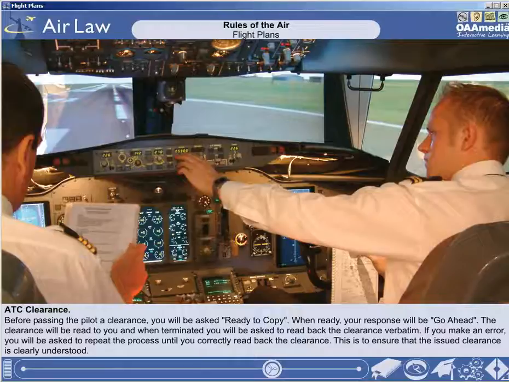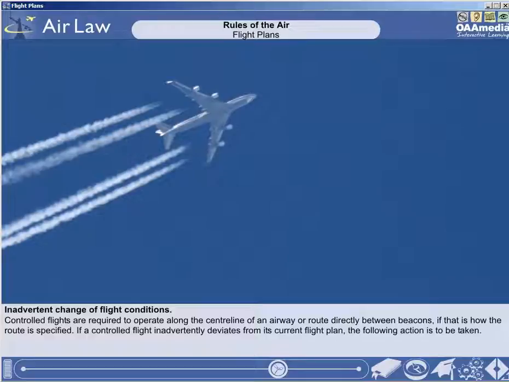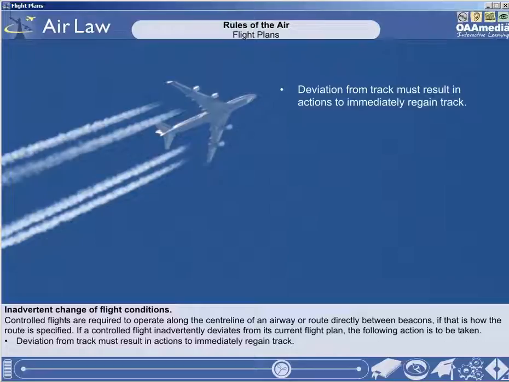Don't forget that air traffic controllers are fallible, so if you believe that there is an error in your clearance, then query it. Flight plans are to be adhered to unless an emergency situation occurs which necessitates immediate action by the aircraft. In such a case, the ATSU is to be informed as soon as possible. Controlled flights are required to operate along the centerline of an airway or route, directly between beacons, if that is how the route is specified. If a controlled flight inadvertently deviates from its current flight plan, the following action is to be taken. Deviation from track must result in actions to immediately regain track.